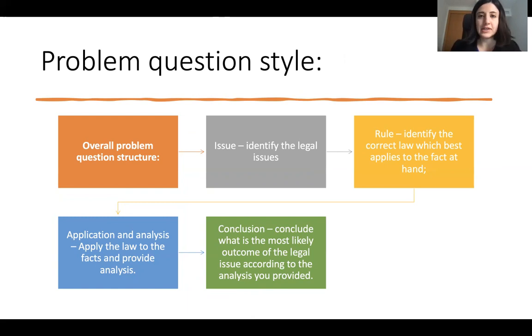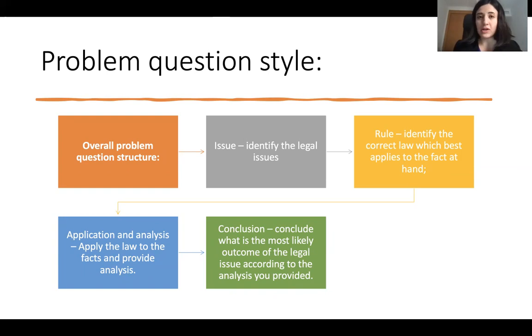However, identifying the legal issues is not the only thing that you need to do. You have to apply the correct law and provide the right analysis. The analysis part is the hardest. That's where students lose most of the marks.